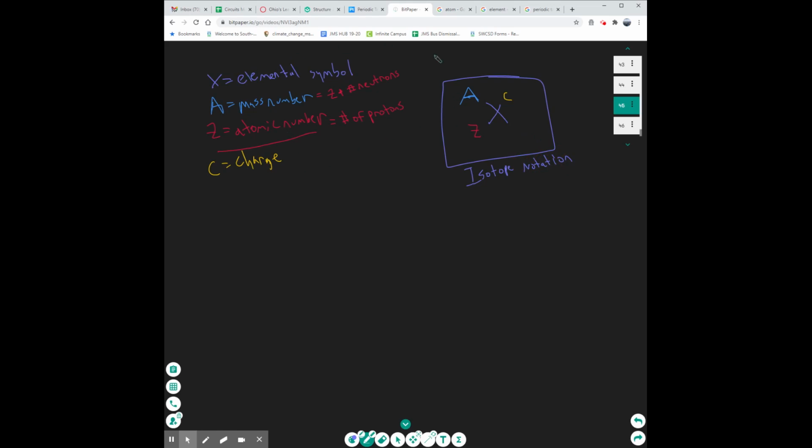So what happens is we write the atomic number down here. We write the mass number up here, and we write the charge over here on the right side. Okay. So C for charge, A for the mass number, Z for the atomic number.